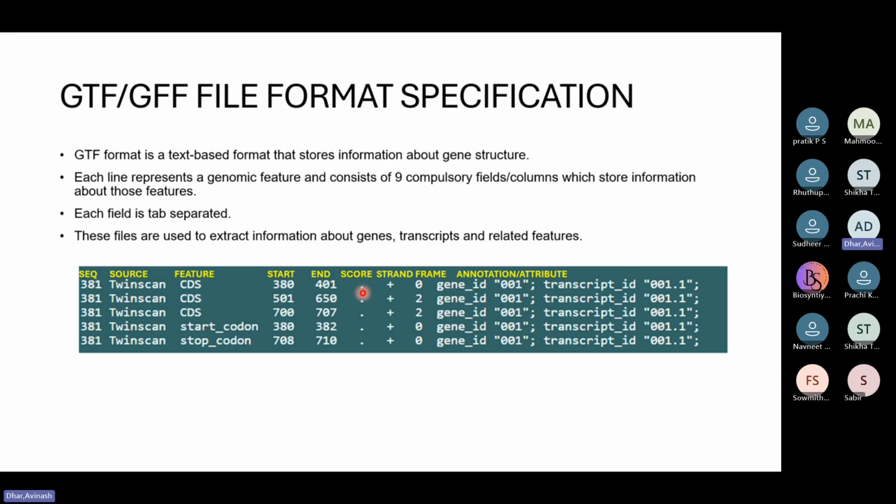Next, we have score. If present, it is just a prediction score of how accurately this particular feature has been predicted. If it is not present or not available, you just put a dot here. Dot means that this feature is not available. Then you have strand, whether it is on the sense or antisense strand.